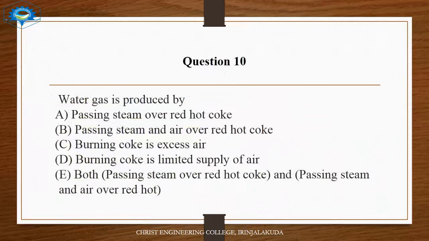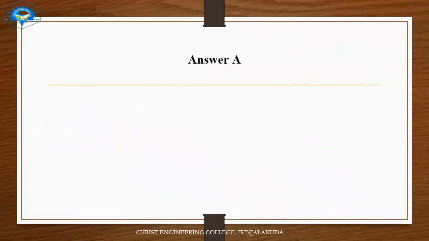Question number 10. What gas is produced from? Option A, passing steam over red hot coke. Option B, passing steam and air over red hot coke. Option C, burning coke in excess air. Option D, burning coke in limited supply of air. Option E, passing both A and B, passing steam over red hot coke and passing steam and air over red hot coke. Our answer is A.